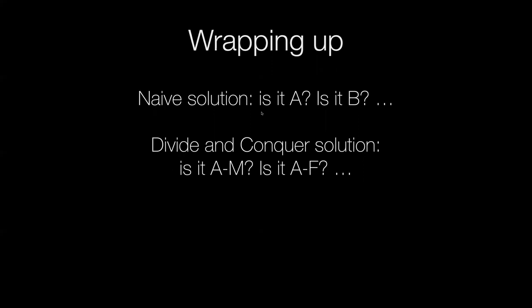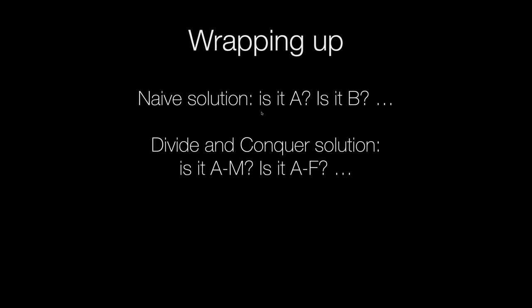So wrapping up the discussion here, the naive solution, with the 20 questions, is to ask, is it A? Yes, no. Is it B? Yes, no. The clever solution is to ask, is it A to M? Yes, okay. Is it A to F? Yes. Is it A to C? Yes, and so on. This is called the divide and conquer solution.